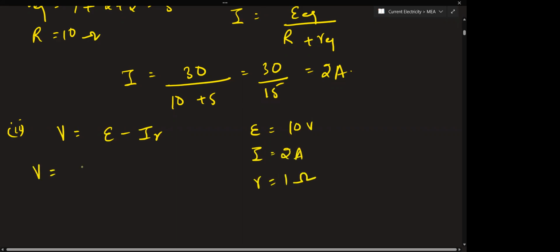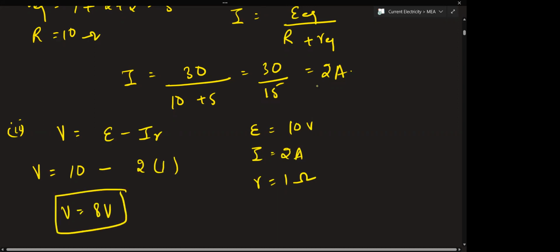Small r is 1 ohm. So when you put it, V will be 10 minus 2 into 1. So V will directly be 8 volt. And current I is 2 amperes. Note down the solution.